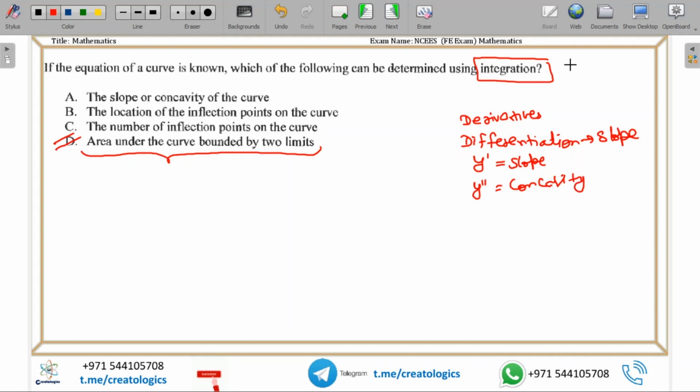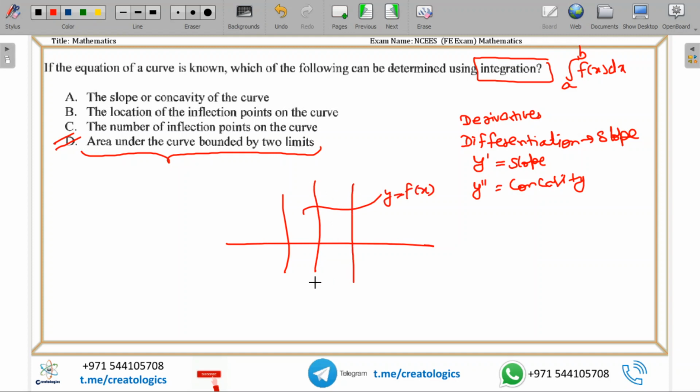And for integral, if you are integrating within the limits a to b for the function f of x dx, it gives you the area under the curve y equal to f of x, from the limits x equal to a to x equal to b. This is your x equal to a, this is your x equal to b.